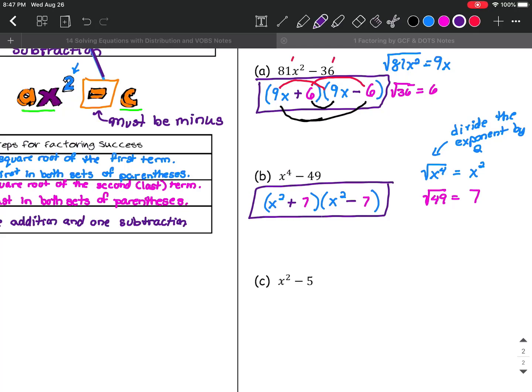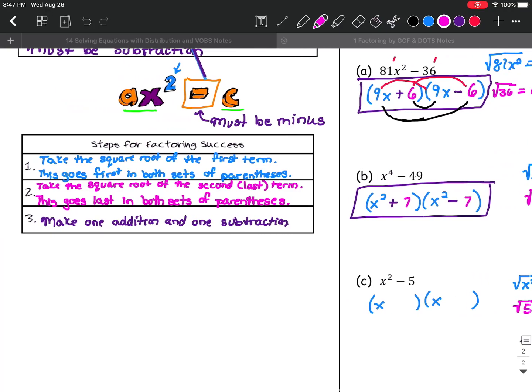Okay? I've got one more for you. Let's try this one. X squared minus 5. Now, if I take the square root of x squared, that's just x. Whoops. So I'm going to have x, right? Because I took the 2 divided by 2, and that's my x. And I have x. Now let's do the second term. The square root of 5. Wait a minute. What multiplies by itself to give the square root of 5?